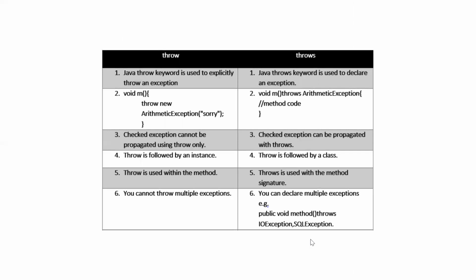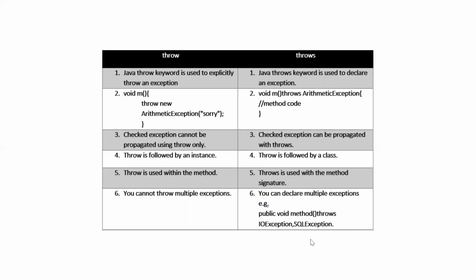Next, try is what tells where exactly the problem is hitting. Catch is what type of problem arises, what you are going to catch, it is called a catch. Now, C++ doesn't support the throws keyword whereas Java supports the throws keyword.